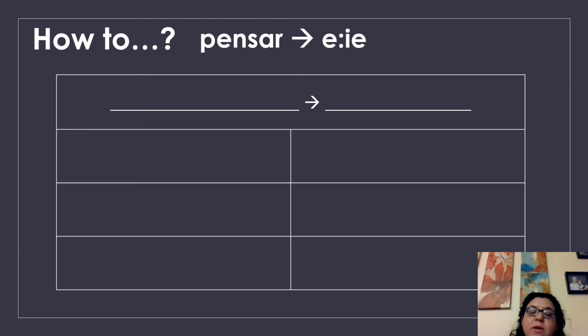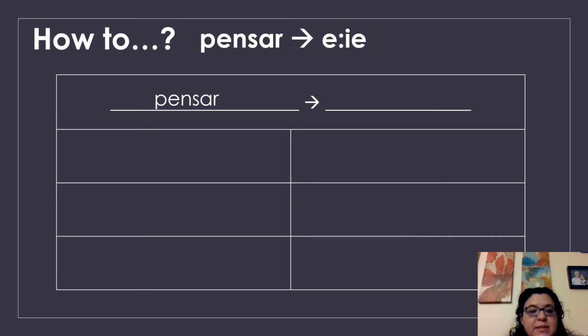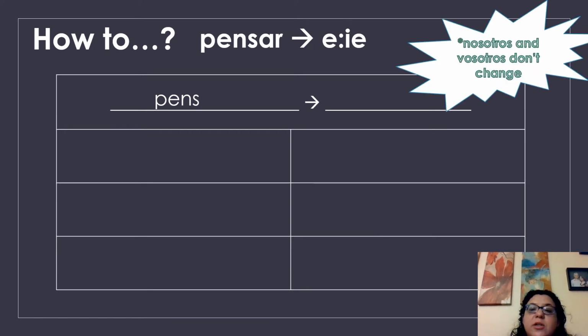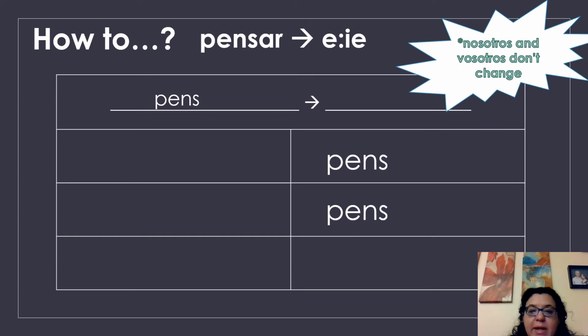All right, so let's look at how we conjugate this verb. Let's take the verb pensar. The verb pensar is an E to IE verb. So we have the verb pensar, and the first thing we're going to do is take off the ending. Now let's remember the rules. All conjugations are going to change, except the nosotros and vosotros stems are not going to change. So what we can do is go ahead and take this stem and write it over nosotros and vosotros. It's done. We already have it.